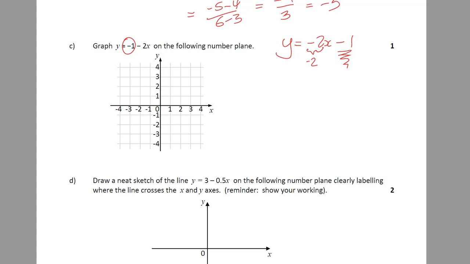Remember, if someone asks me what's the gradient of that, I don't quote the x. I don't say the gradient's minus 2x. No, the gradient is whatever x is being times by. The gradient here is minus 2. But firstly, the y-intercept's minus 1, so it's cutting through here. The gradient is a negative 2.